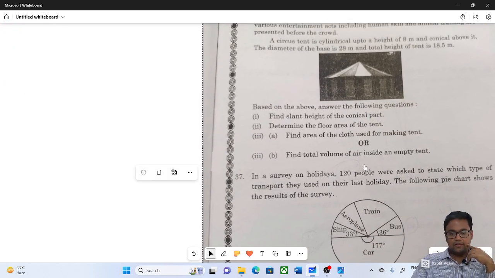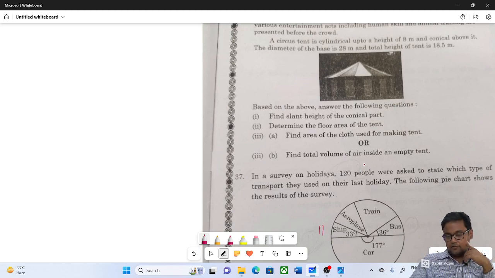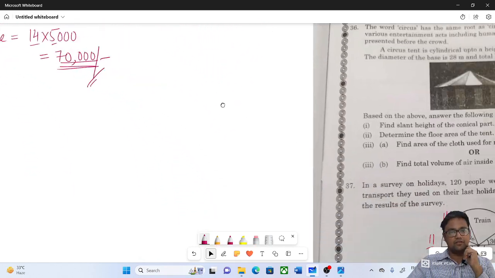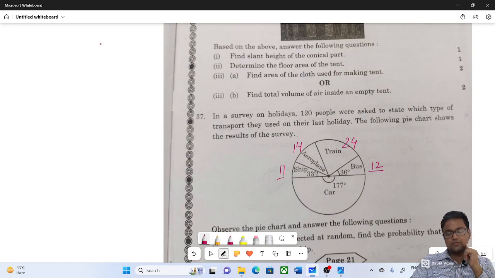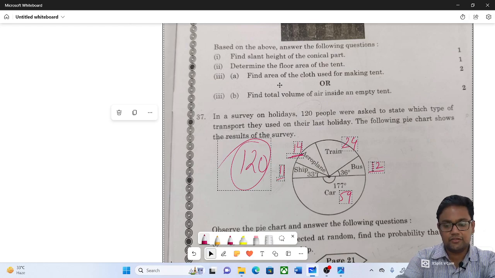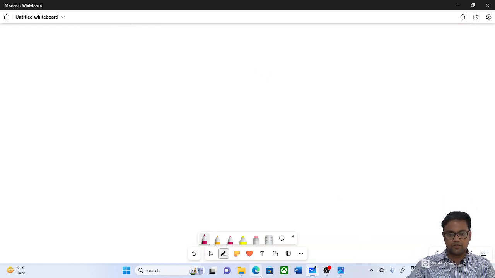How many people going by ship did we have? If you remember, 11, and those going by bus were 12, that is why 11 plus 12 came to 23, right? Those going by aeroplane are 14, and those going by train, if you have seen, 24 people liked transportation via train. So 59 plus 12 is 71, plus 24 is 95, 95 plus 11 is 106, plus 14 is 120. So our answer is absolutely right. There is no way to make a judgment or have a second opinion about the answers we have obtained.